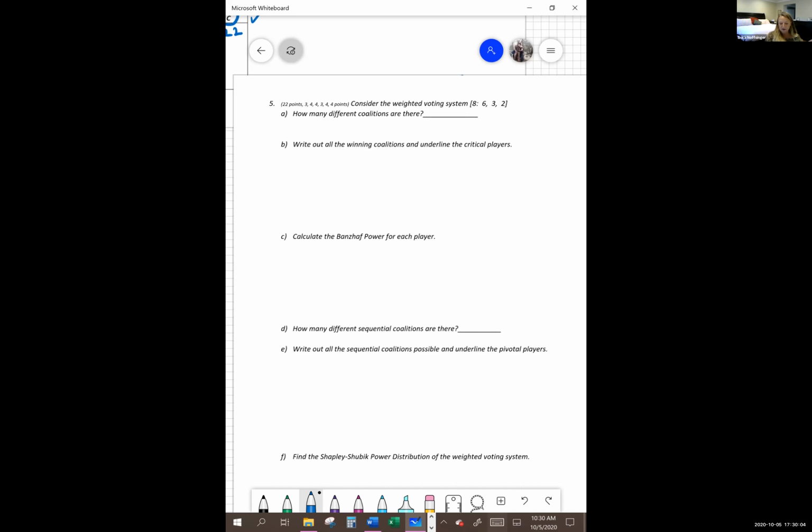Okay, so the next problem, consider the weighted voting system where the quota is 8, player 1 has a weight of 6, player 2 has a weight of 3 votes, and player 3 is 2. So how many different coalitions are there? So how do we find the number of different coalitions?